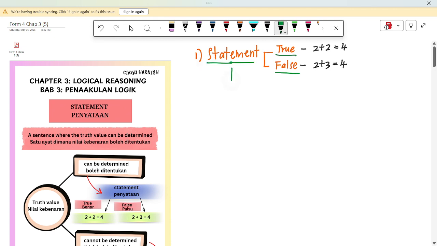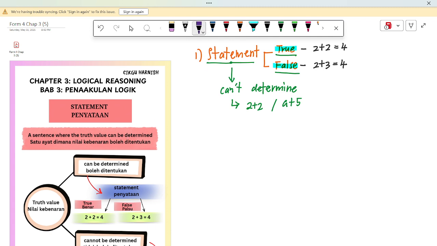And if you can't determine the truth value, for example, a plus 5, you don't know whether a plus 5 is true or false. So when you can't determine the truth value, it will not be a statement. So I repeat, a statement must be either true or false. Only then can we consider that as a statement.